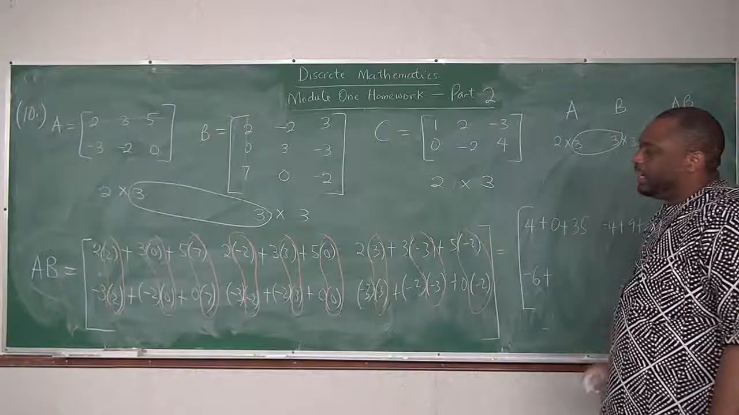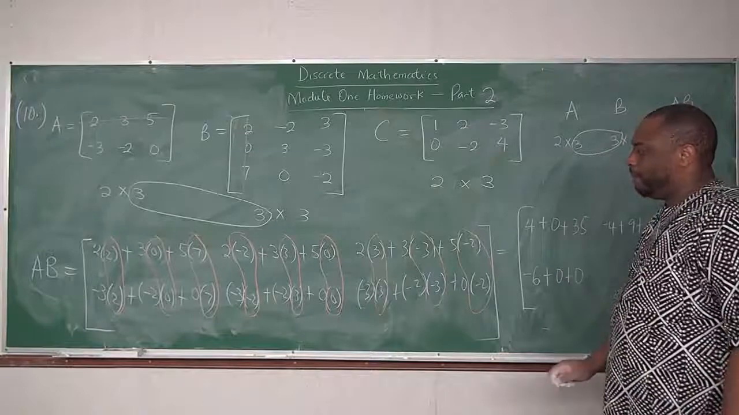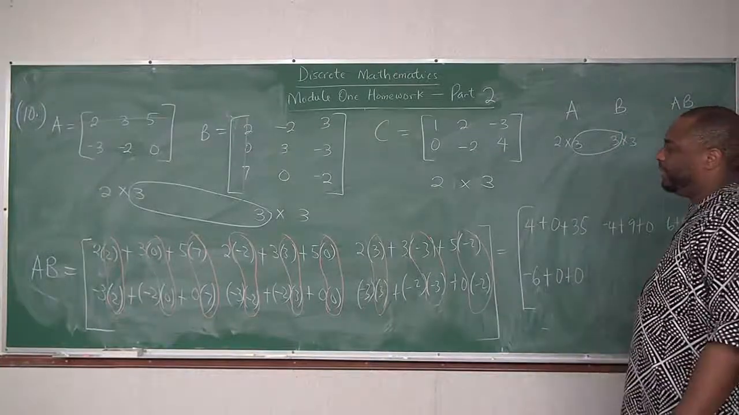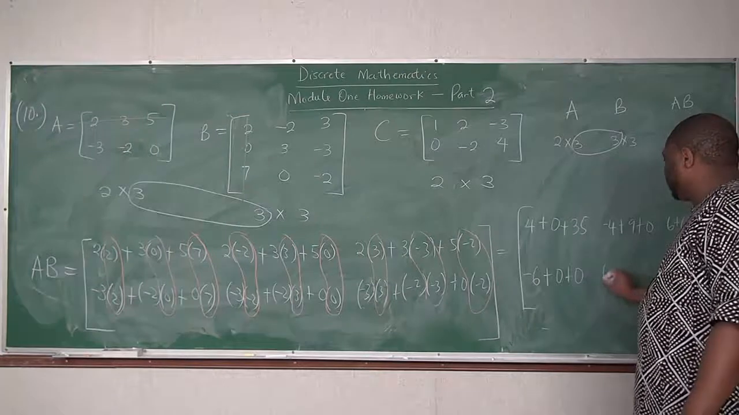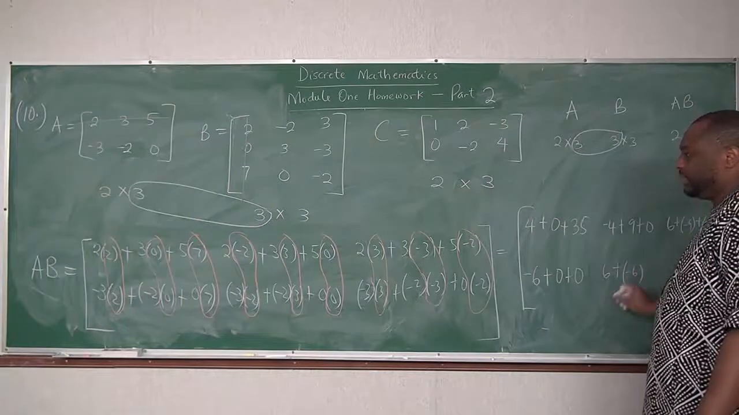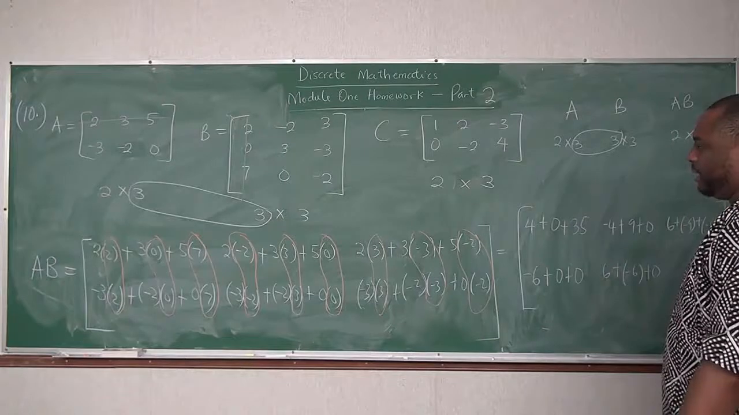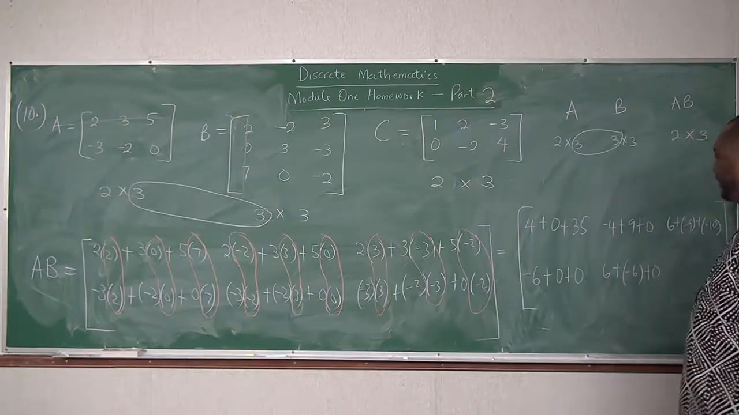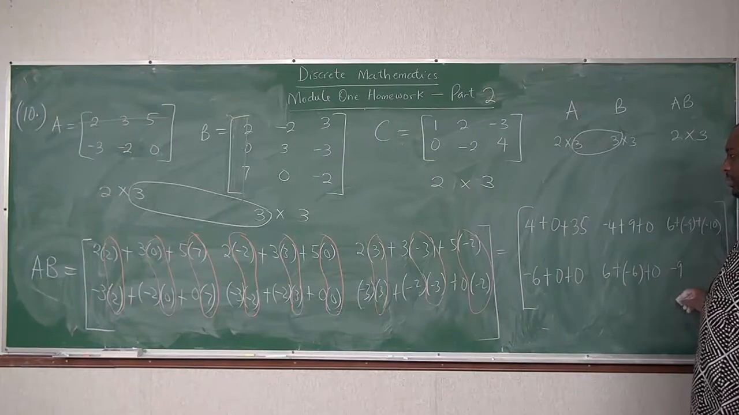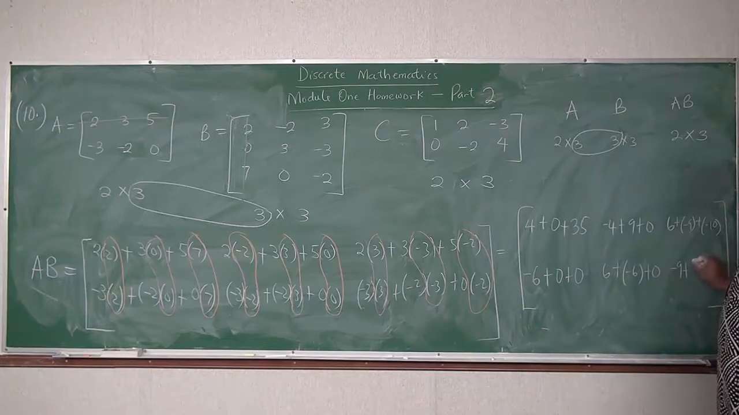Plus negative 2 times 0 is 0, plus 0 times 7 is 0. Okay, here negative 3 times negative 2 is 6, plus negative 2 times 3 is negative 6, plus 0 times 0 is 0. Then here, negative 3 times 3 is negative 9, plus negative 2 times negative 3 is 6. Okay? Plus 0 times negative 2 is 0.